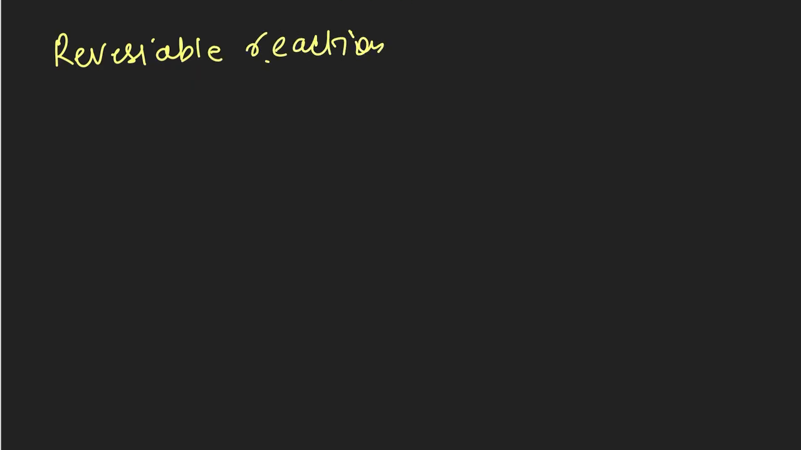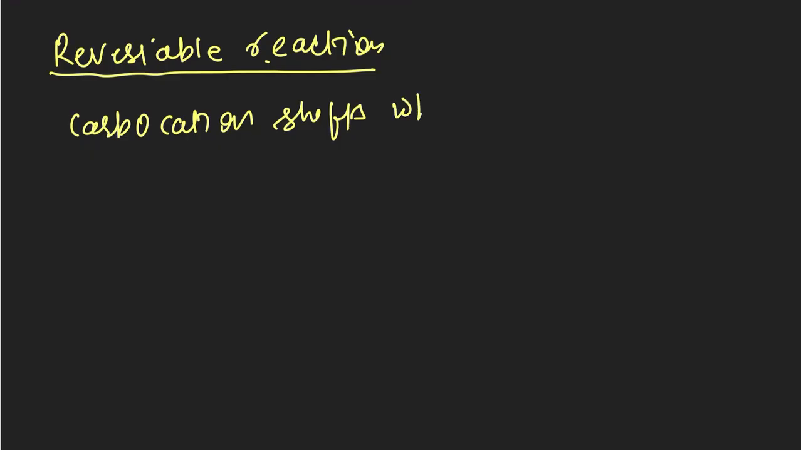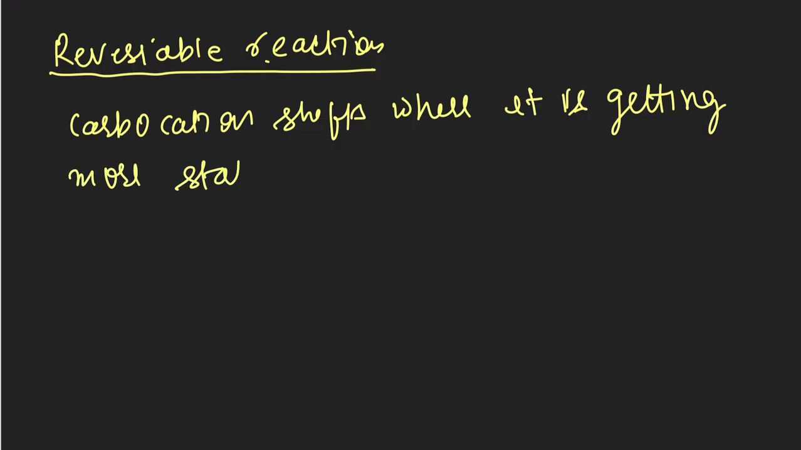And now let's solve for reversible reactions. Why am I writing reversible reaction? Because in a reversible reaction we shift the carbocation. Carbocation shifts where it is getting more stable. What does it mean? Let's say we have a reversible reaction. In the question we will be told whether the reaction is reversible or not, or we will be judging the reactions on the basis of their mechanism.